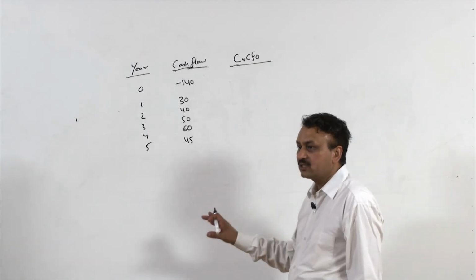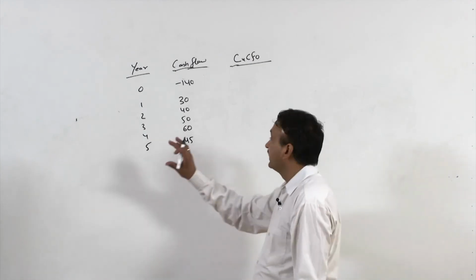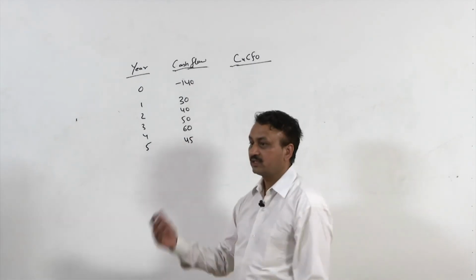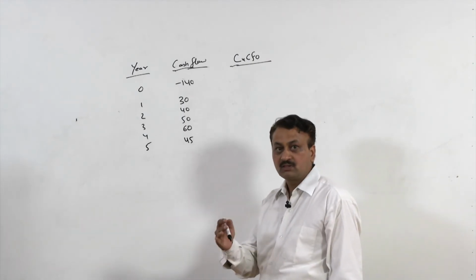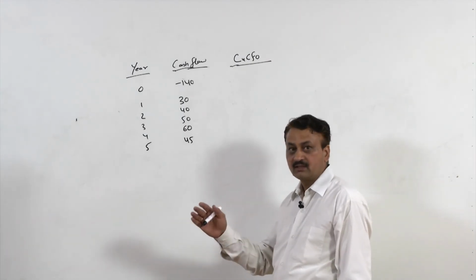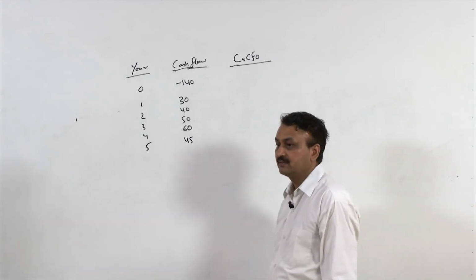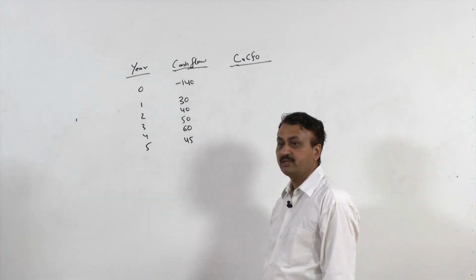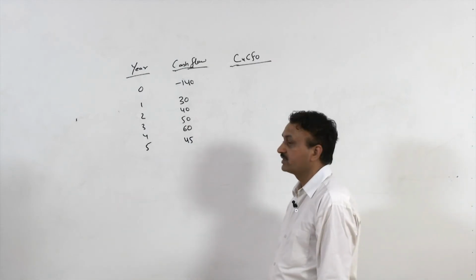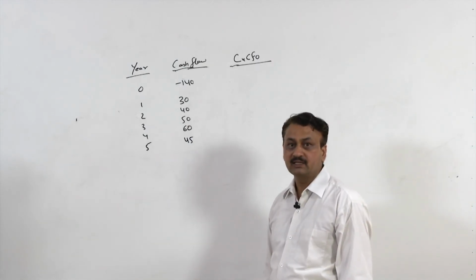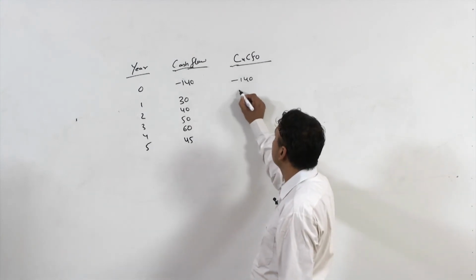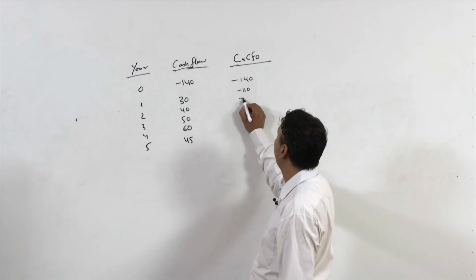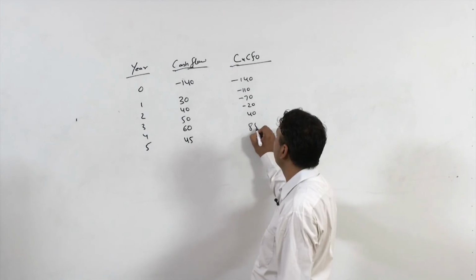Now in this question you need not use the working capital and net salvage value anywhere. We would be using that information in some other methods, right? So what is the payback period for this question? It's very simple. I think you can calculate very easily. This would be minus 140, minus 110, minus 70, minus 20, this 40 and this 85, right?